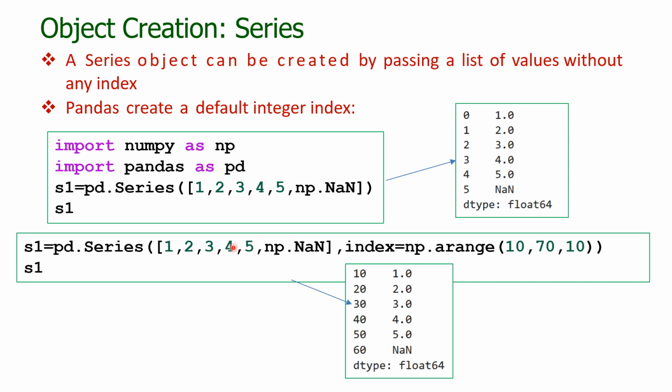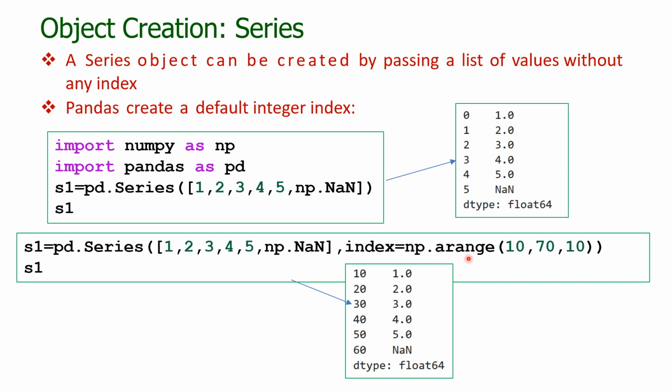So in addition to the data, if you want to pass the index also, you can do so by using another argument, which is index. For creating a series object along with the index, you can use the same function pd.Series, and the first argument is the data, which is the list of values that you want to insert in the series object, and the second argument is the index.